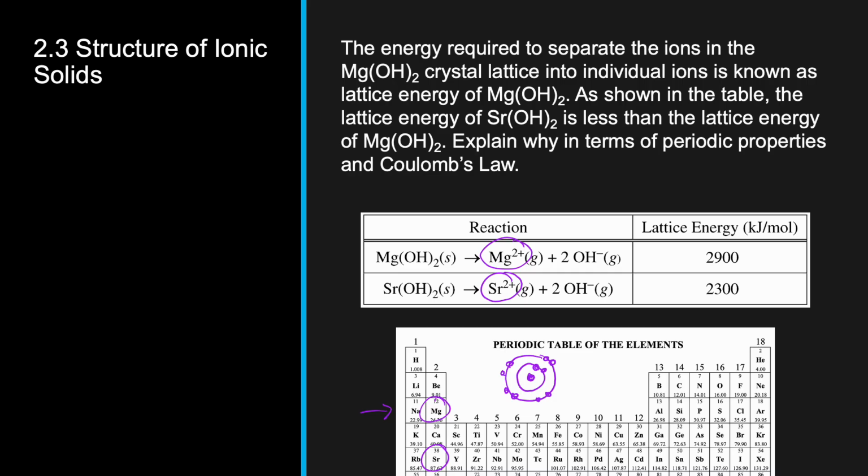So because magnesium is so much smaller than strontium, it's going to have a greater Coulombic attraction between the magnesium and the hydroxides. And since that attraction is greater, it's going to require more energy to break it up into its individual ions.